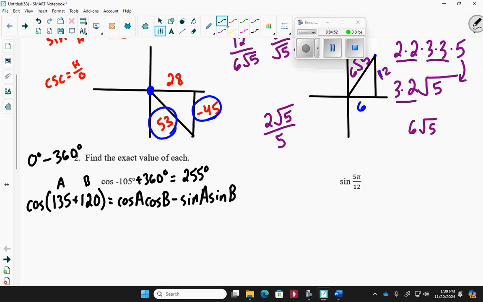All right, so again, you're going to the unit circle, and I do not have one, so I'm hoping that you have one in front of you right now.